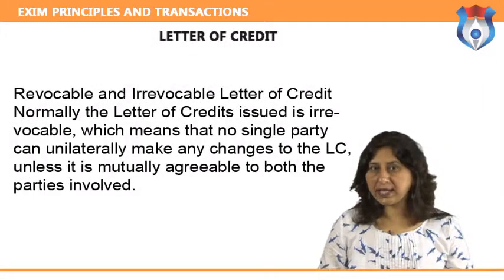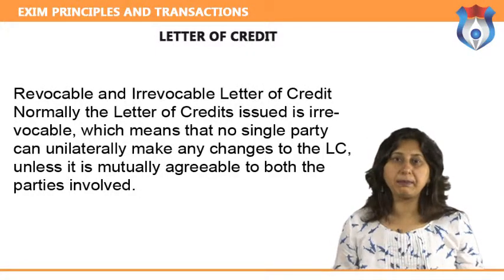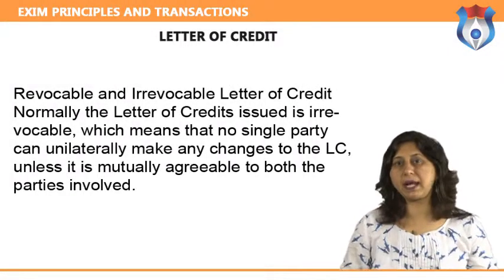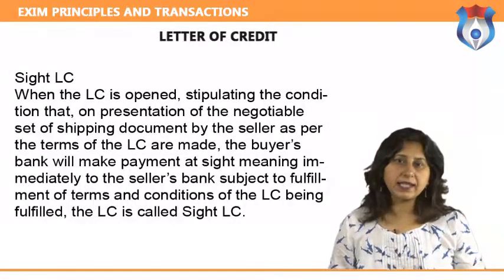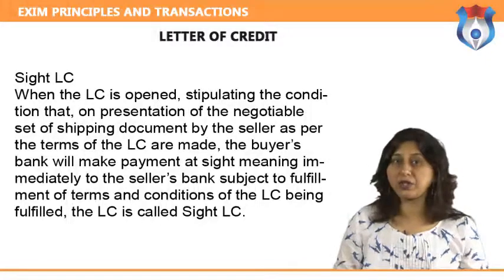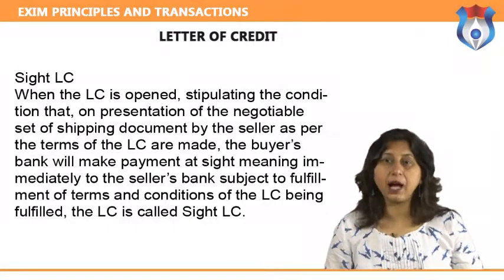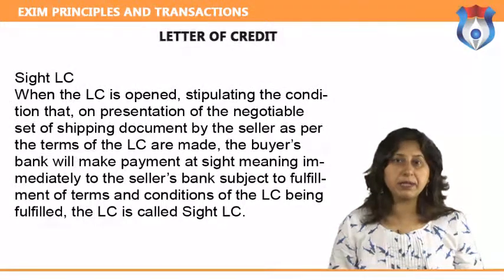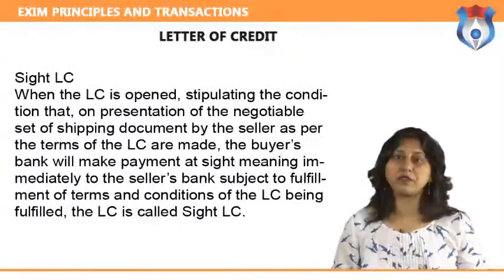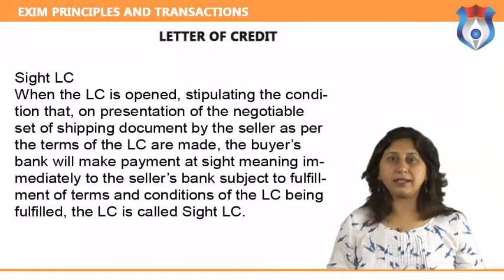Revocable and irrevocable letter of credit. Normally, the letter of credit issued is irrevocable, which means that no single party can unilaterally make any changes to the LC unless it is mutually agreeable to both the parties involved. Sight LC. When the LC is opened, stipulating the condition that on presentation of the negotiable set of shipping documents by the seller as per the terms of the LC, the buyer's bank will make payment at sight, meaning immediately, to the seller's bank, subject to fulfillment of the terms and conditions of the LC. The LC is called sight LC.